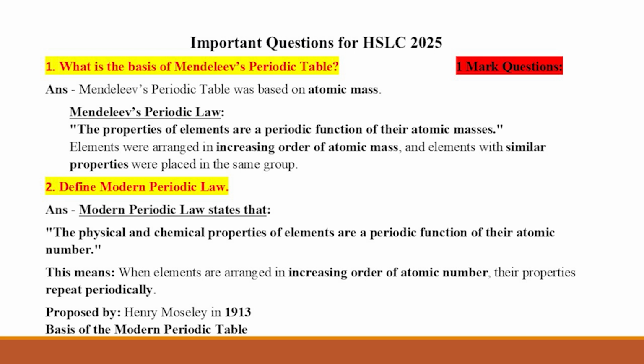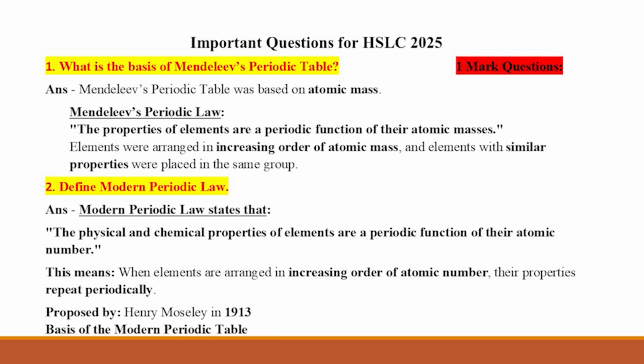1-mark questions. 1. What is the basis of Mendeleev's periodic table? Answer. Mendeleev's periodic table was based on atomic mass. Mendeleev's periodic law: the properties of elements are a periodic function of their atomic masses. Elements were arranged in increasing order of atomic mass, and elements with similar properties were placed in the same group.